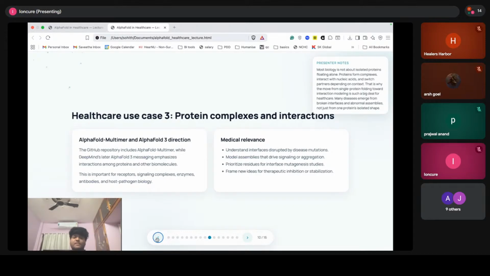So if you talk about AlphaFold-Multimer and AlphaFold 3, their GitHub has this, which emphasizes interactions among proteins and other biomolecules, and this is pretty important for signaling pathways, enzymes, antibodies, and host-pathogen biology. And the medical relevance is that you can understand the interfaces disrupted by disease mutations. You can prioritize residues for interface mutagenesis studies, model assemblies that drive signaling or aggregation, and you can also frame new ideas for therapeutic inhibition or stabilization using such studies.